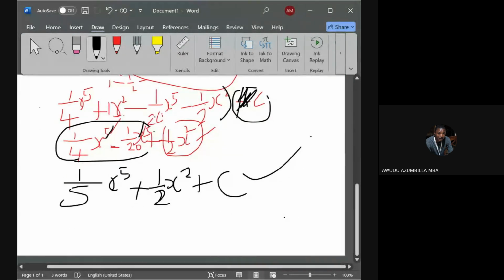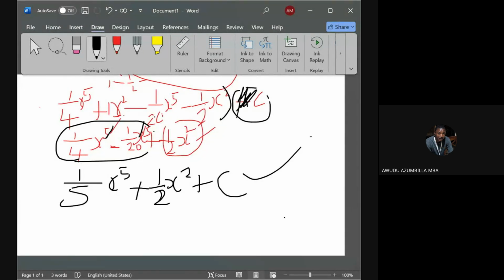Now, if we want to go back to our normal equation, we can differentiate this one and see whether we can go back to the function that we have up there.